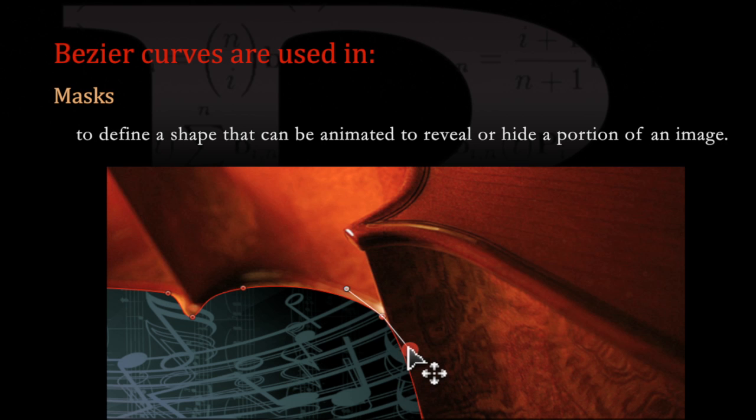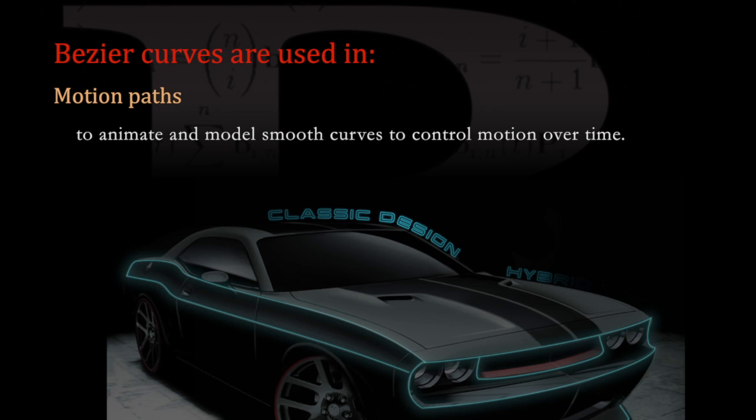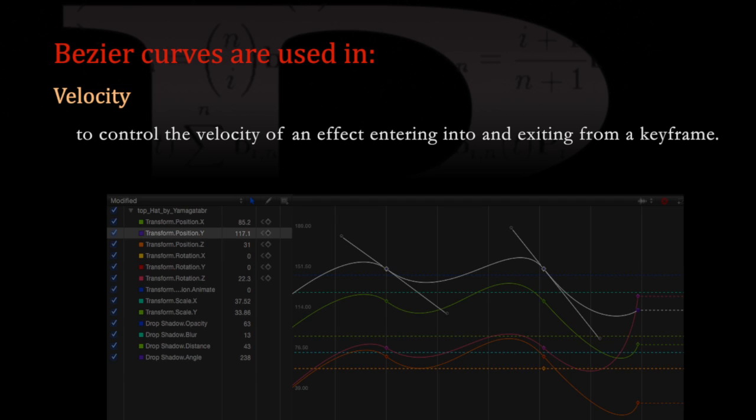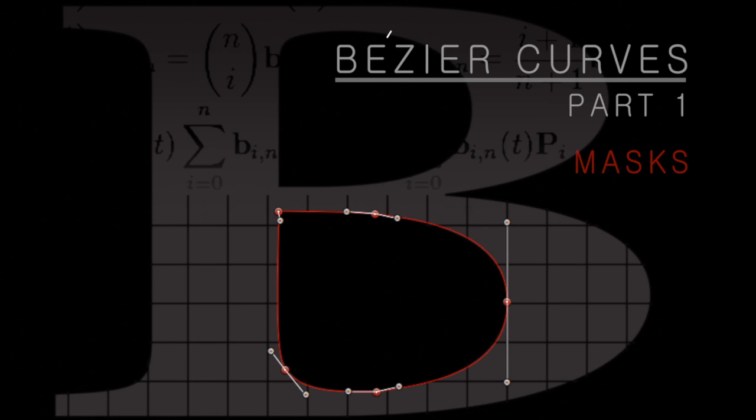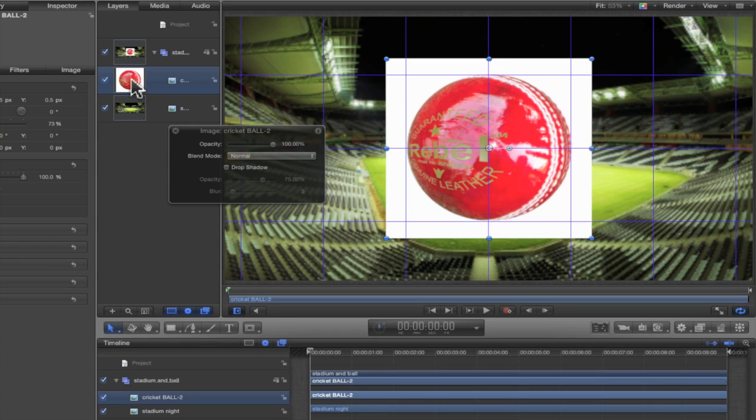In Motion, Bezier curves are often used for creating masks, generating motion paths, and controlling the velocity of an effect through keyframes. In this tutorial, we'll use Bezier curves to create a mask to isolate the cricket ball.